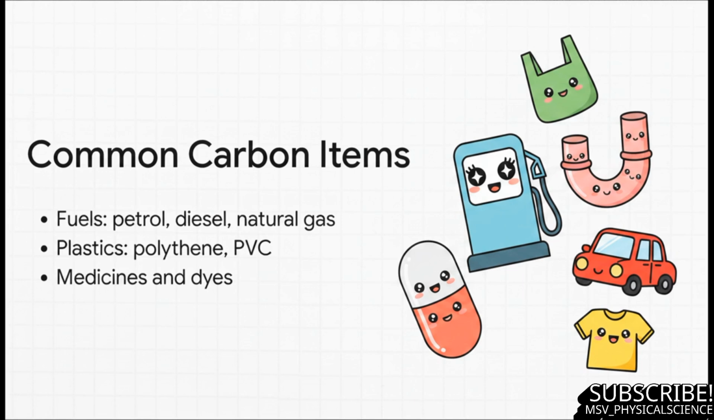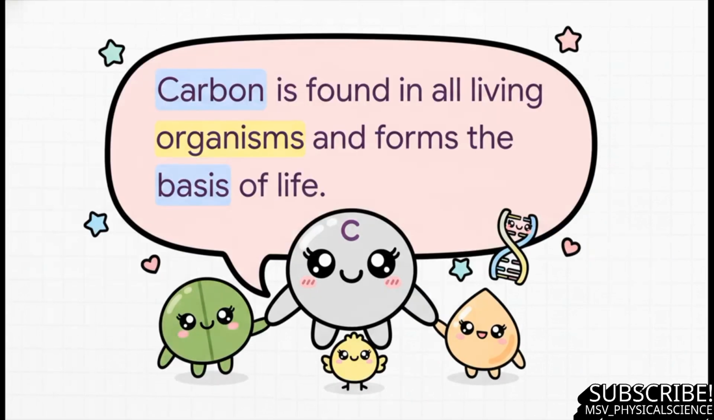The plastics and polymers we rely on, from polythene shopping bags to PVC pipes, are just massive synthetic carbon chains. Even the medicines in your cabinet and the dyes in your clothes are carefully engineered carbon rings and structures. But most importantly, and I really want you to take this away from today's explainer, carbon forms the basis of all life on Earth. Those complex carbohydrates that give you energy, the proteins that build your muscles, the fats that store calories, they are all massive carbon-based biomolecules. Carbon isn't just around you, it literally is you. It is the absolute foundation of all living organisms.